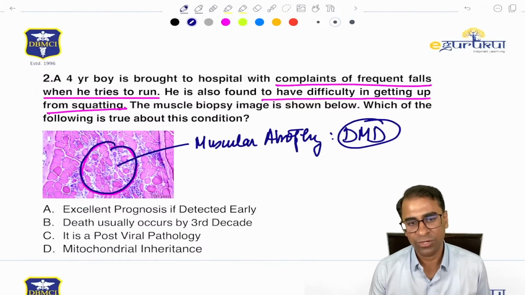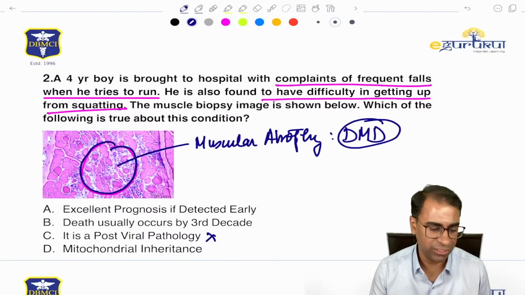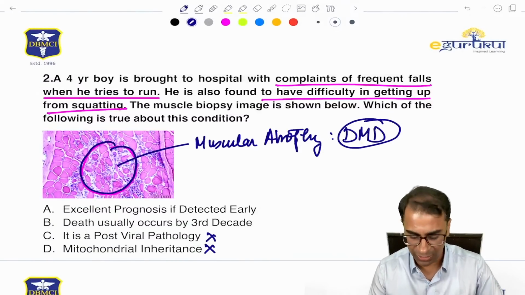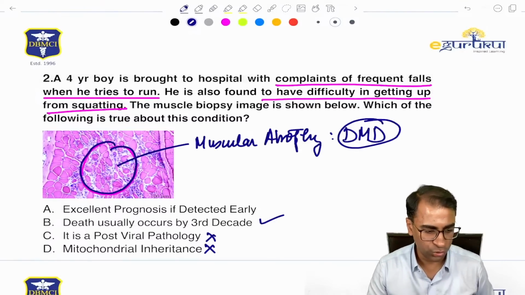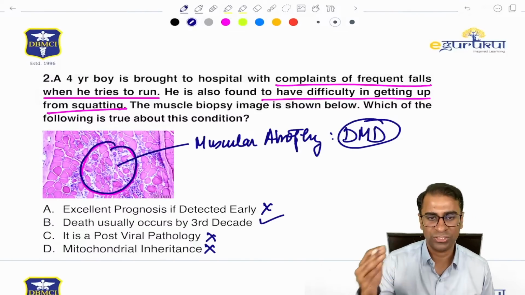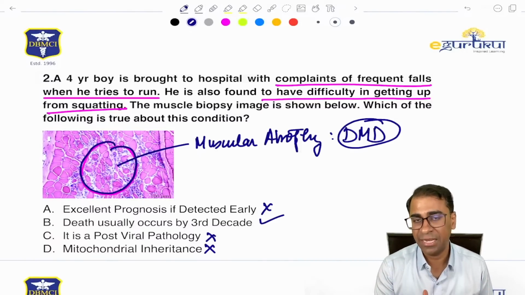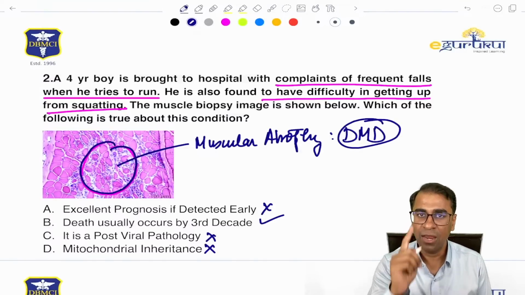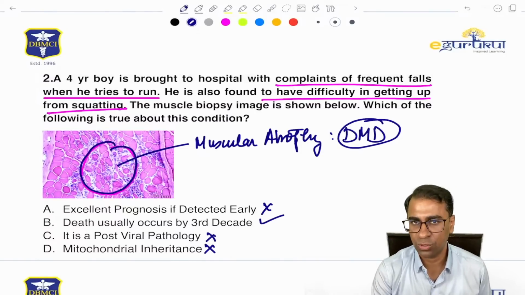Now, just remember, Duchenne muscular dystrophy is not a post-viral pathology. It is due to a dystrophin gene mutation. Myocarditis is not the problem. It's basically an X-linked disease on which the dystrophin gene is there. Death occurs in the third decade. Yes, that's a true statement here. And the statement that prognosis is good if treated early is not the right statement. So that's what you must remember. Death occurs in the third decade, and the most common cause of death in DMD is respiratory failure, more common than cardiomyopathy. Respiratory failure is the more common cause of death in Duchenne's muscular dystrophy.